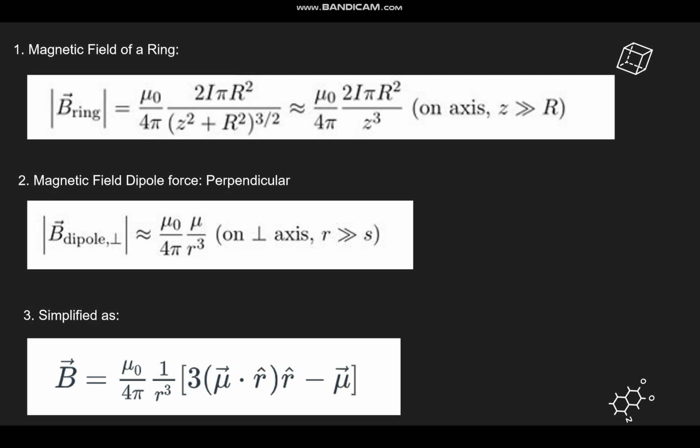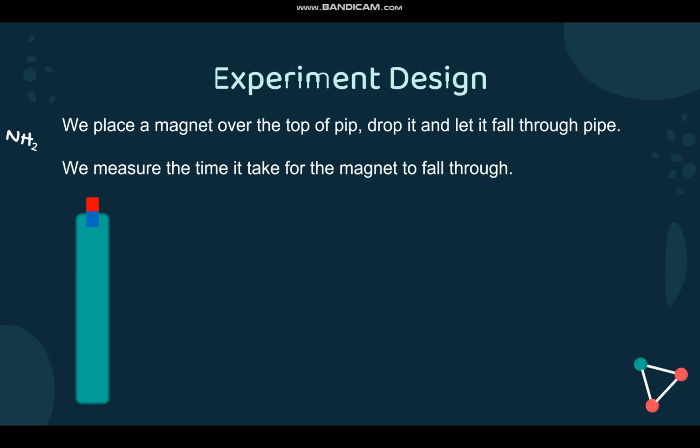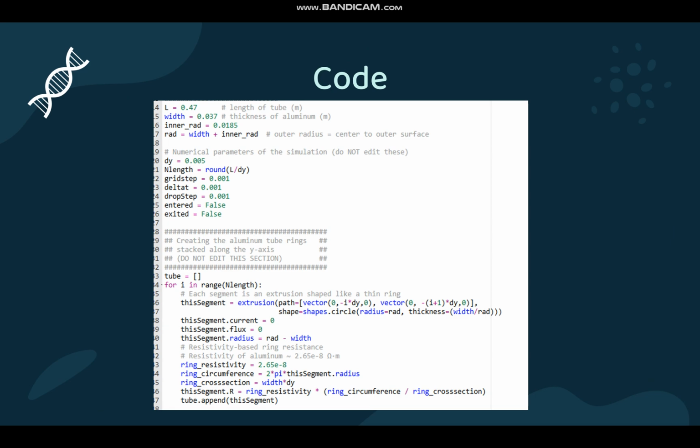Because the pipe can be seen as hundreds of infinitely thin rings piled up together, we'll use the magnetic field for a ring formula here. The setup of the experiment is very simple. We vertically put the foil, and then we drop the magnet through it, and we measure the time it falls through.